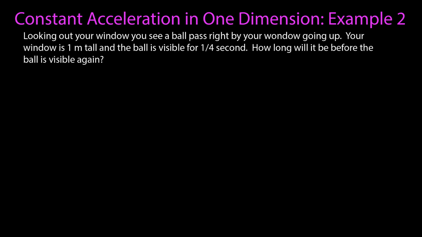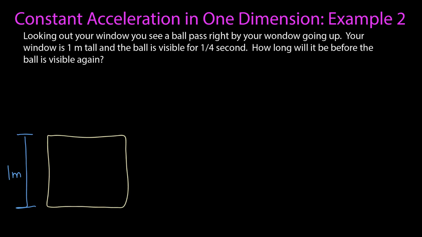Well, what to do with this one? Well, let's start with a picture. So I have this window and I know that it's 1 meter tall. So I see this ball, and this ball is going up, but I only see it for a quarter second before it leaves the window frame. Well, then what happens? Well, presumably, the ball is going to go up further until it reaches some maximum height, and then come back down.